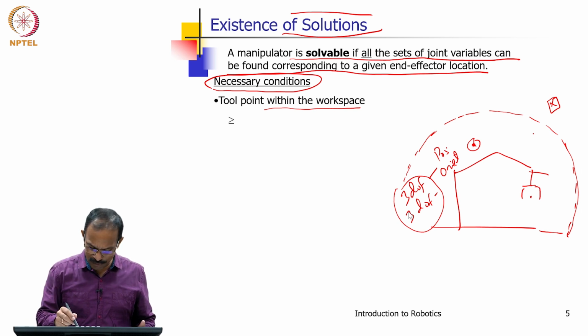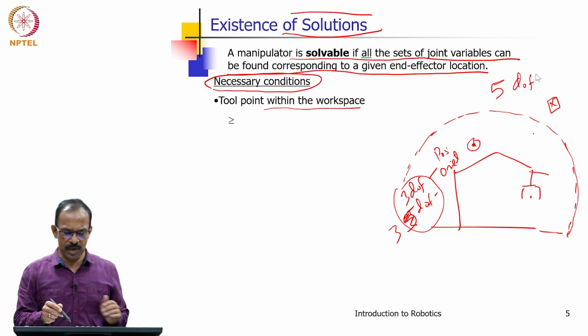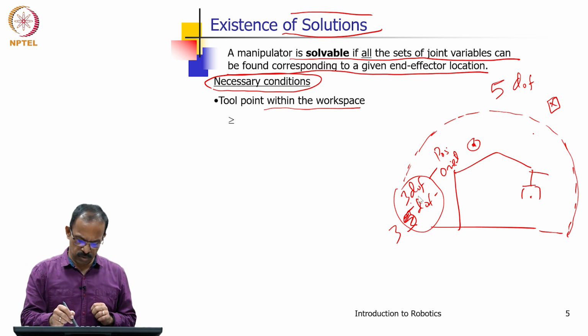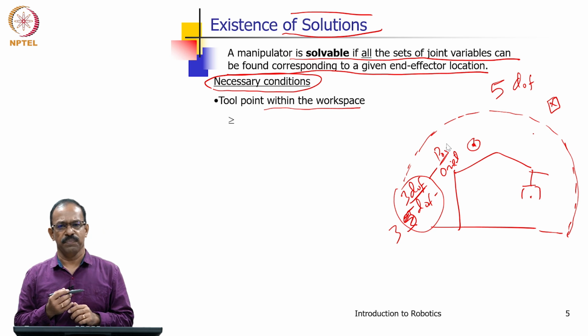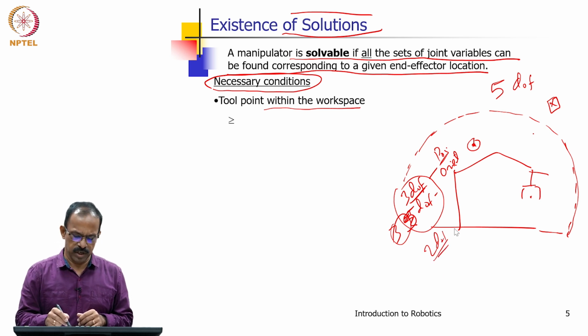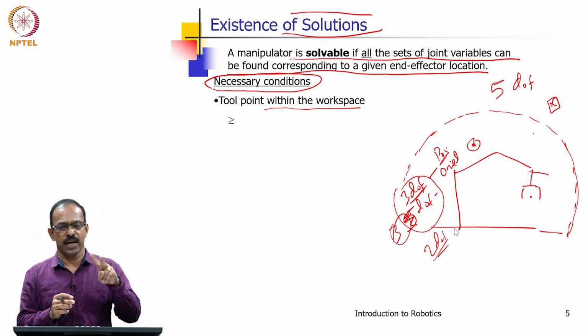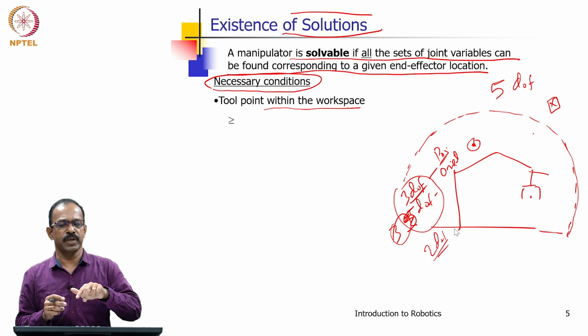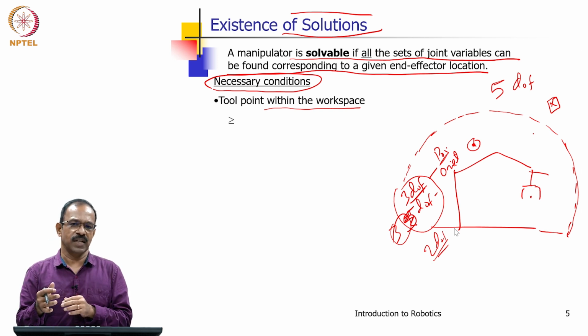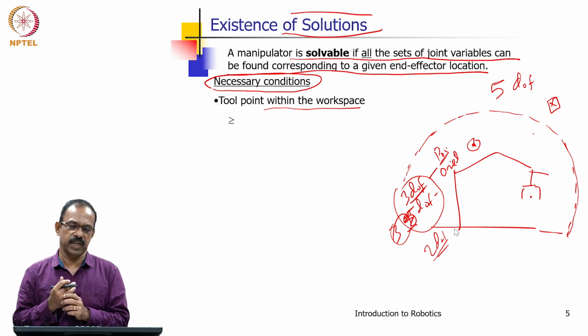Suppose I have only 5 degrees of freedom, then it is clear that I will not be able to reach the orientation needed. I can use the first 3 degrees of freedom to reach the position, but then I am left with only 2 degrees of freedom. Out of 5, 3 are used for positioning, so I have only 2 for orientation. That means I will not be able to get all the orientations. I can control 2 orientations, and the third one will depend on those 2. So, I cannot get all 3 orientations I want with only 5 degrees of freedom, and you will not be able to solve.